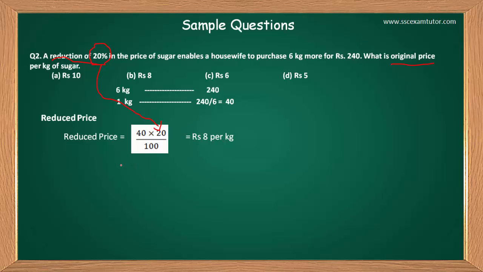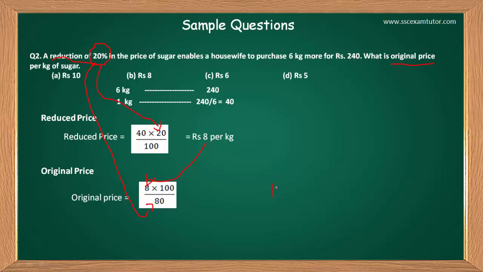In order to find the original price, you will have to use the reduced price. Okay, so I have already shown this, but still explaining. So 8 into 100 upon 80. 8 is the reduced price, and 80 is because of this 20, and because the question says reduction of 20.